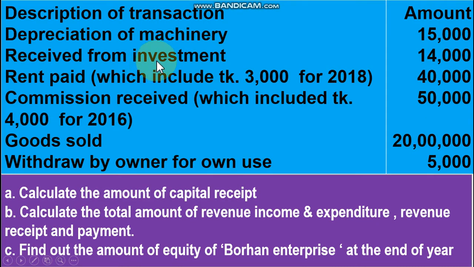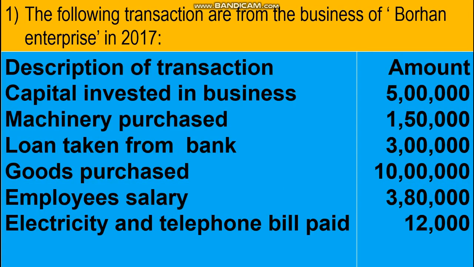Received from investment, this is revenue receipt, that means interest on investment. Rent paid, here 3000 is for 2018, that means the whole 40,000 is our revenue payment, but expenditure is 40,000 minus 3,000, because this 3,000 is not expenditure for this year.